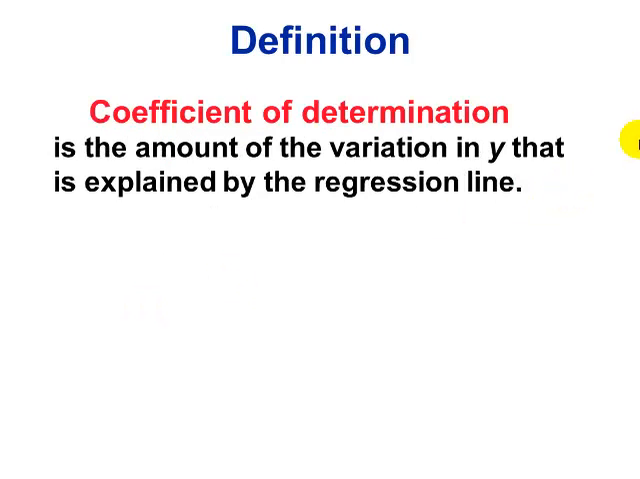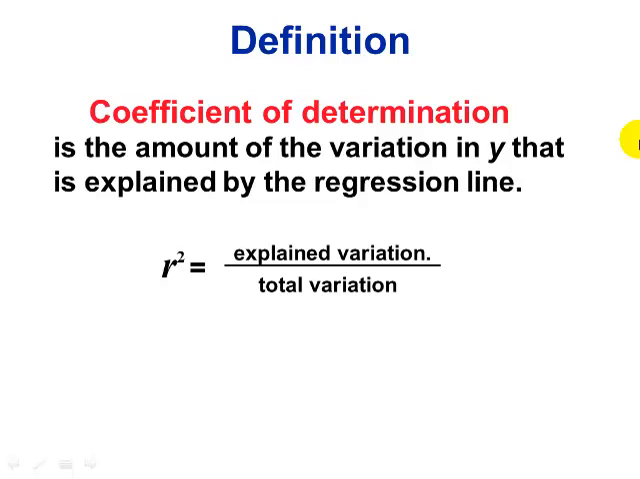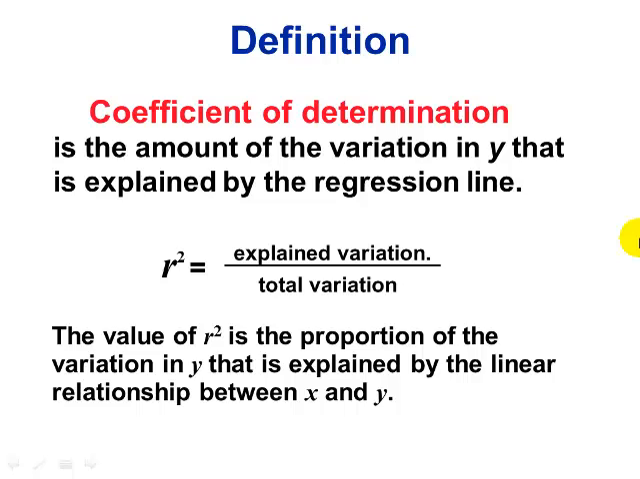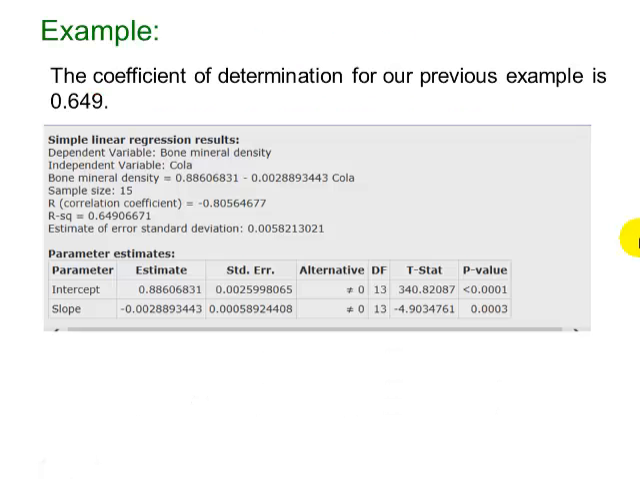Now finally, our coefficient of determination is the amount of variation in y that's explained by the regression line. And the coefficient of determination is r squared, and that is the same r as our correlation coefficient. So if we took our correlation coefficient and squared it, we get our coefficient of determination. The value of r squared is the proportion of the variation in y that's explained by the linear relationship between x and y.